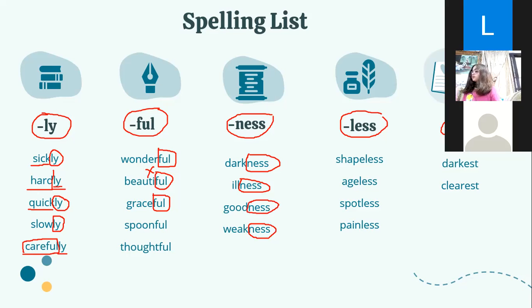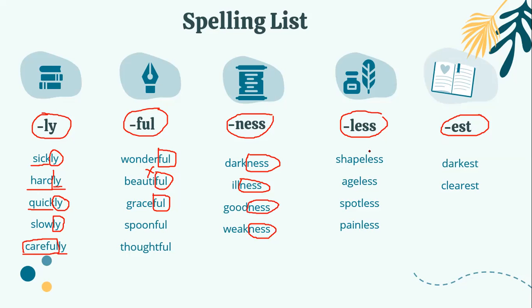Now we move to the suffix less. Shapeless. The main word is shape, and less is the suffix. When we say something shapeless, we mean it has no shape. Ageless. The main word is age, and we add the suffix less. Ageless, something that looks very young.